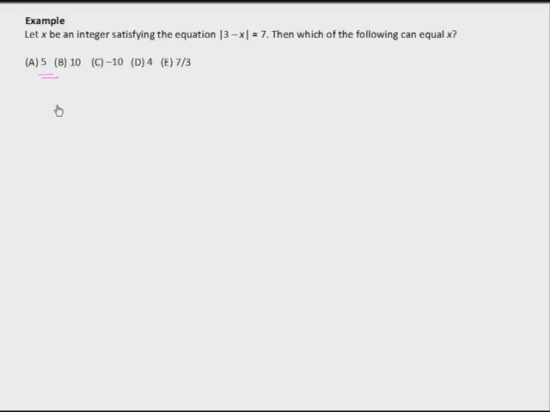A equals 5. That means x is taking the value 5. Absolute value of 3 minus 5. 3 minus 5 is minus 2. So absolute value of minus 2, which we know is 2. Is 2 equal to 7? No. So this is not the answer.